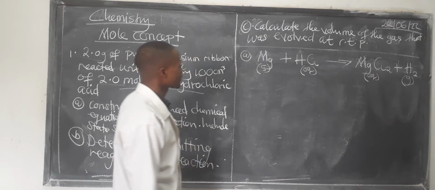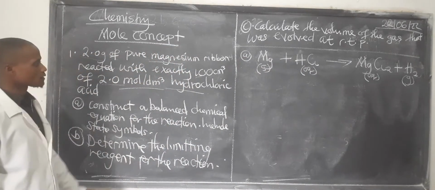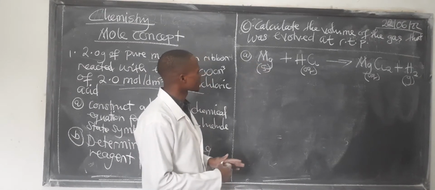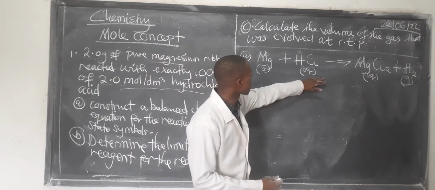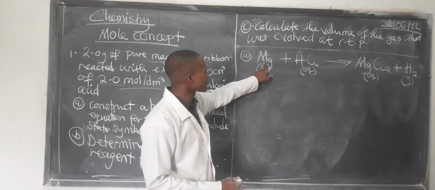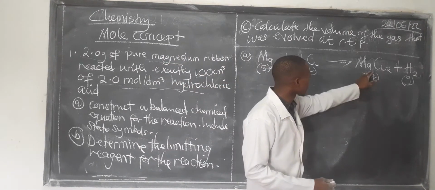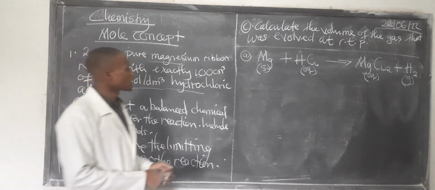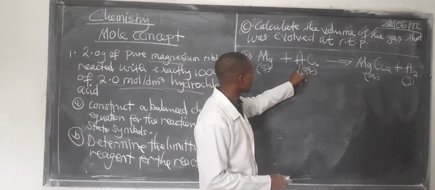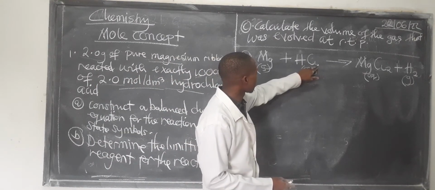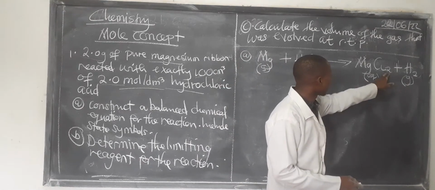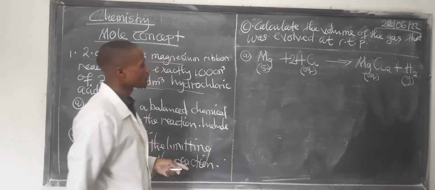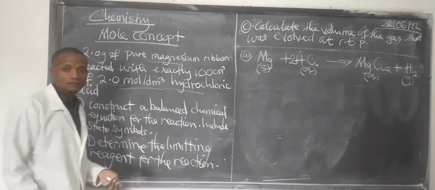Now we need to balance that. When balancing, it's easier when you start by balancing metals. So here the metal we have is magnesium. If you check on the left side of the reaction, we only have one magnesium atom. Even on the right side of the equation, we have one magnesium atom. So the metal is balanced. Now we have to balance chlorine before hydrogen. Here we have one chlorine atom. This side we have 2 chlorine atoms. So for us to balance, we have to put a 2 at hydrochloric acid. So we have balanced chlorine.